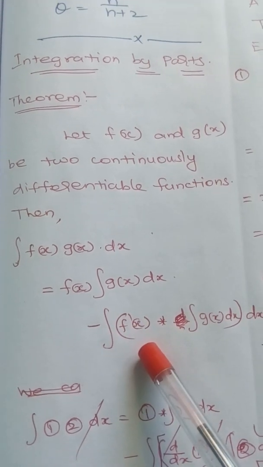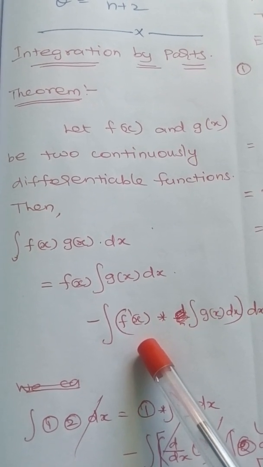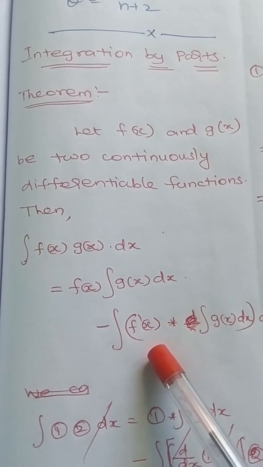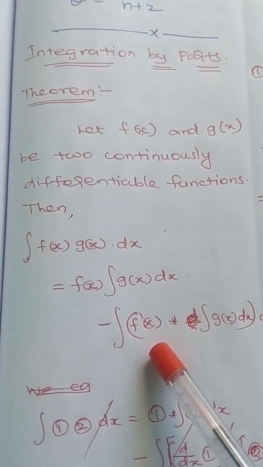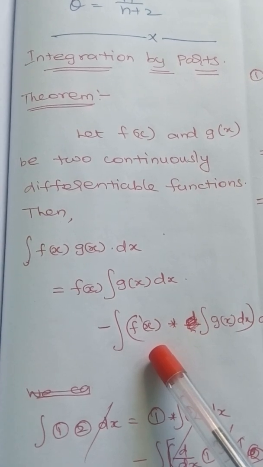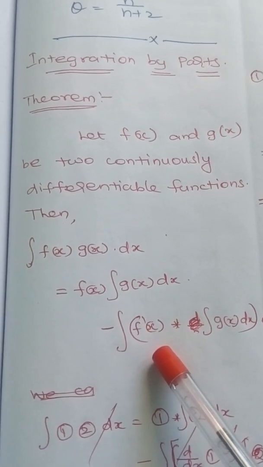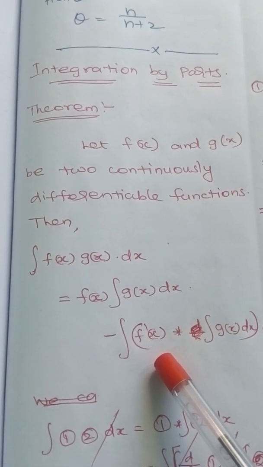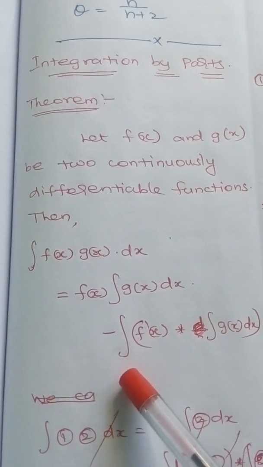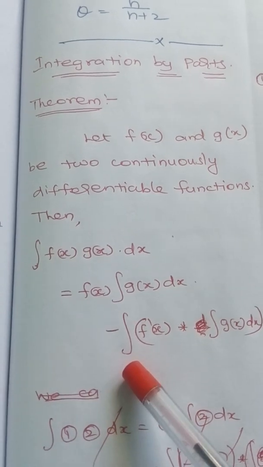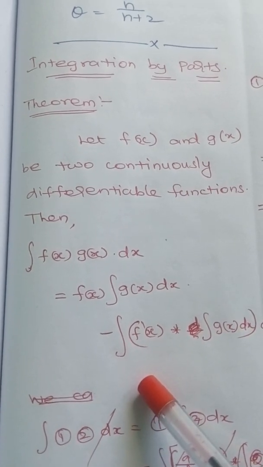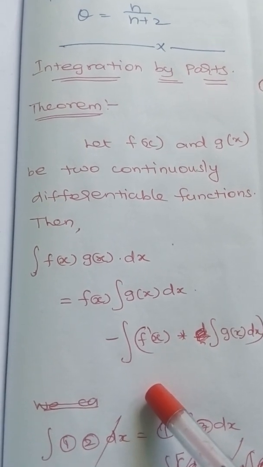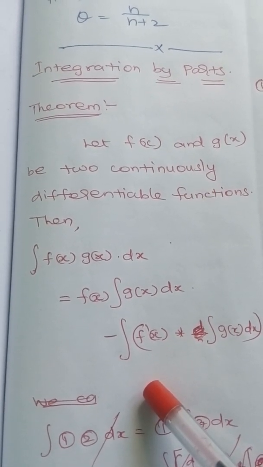In the differential calculus chapter, we learnt that if we need to find out the differentiation of a product of two functions, that is u into v, the derivative of u into v is equal to u v dash plus v u dash. That is, one function will be kept as it is, and then we will calculate the derivative of the second function, plus the second function as it is and the derivative of the first function.